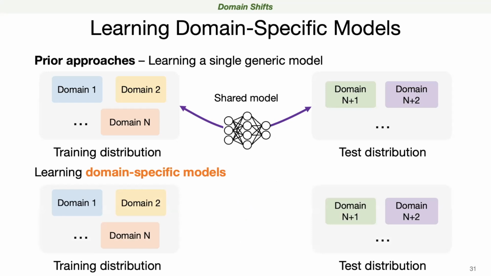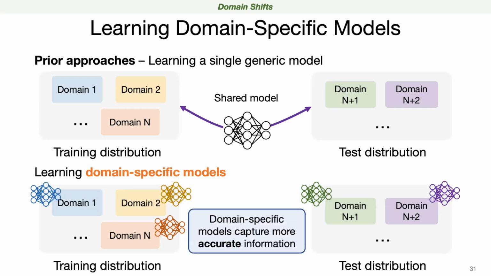Instead of focusing on learning a single generic model, we can learn domain-specific models. Basically, we aim to assign every domain its own model. Such domain-specific models can capture both general features and domain-specific knowledge, which can finally provide more accurate predictions.